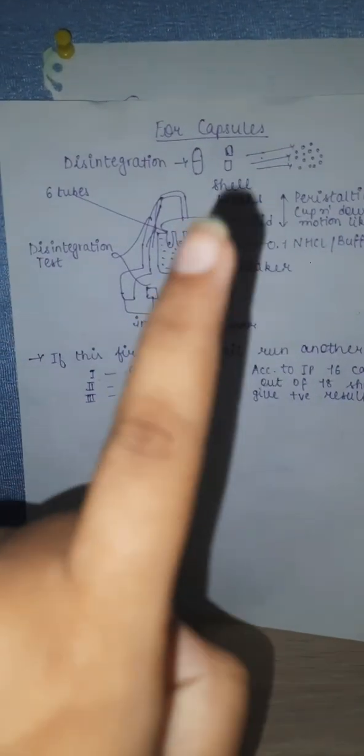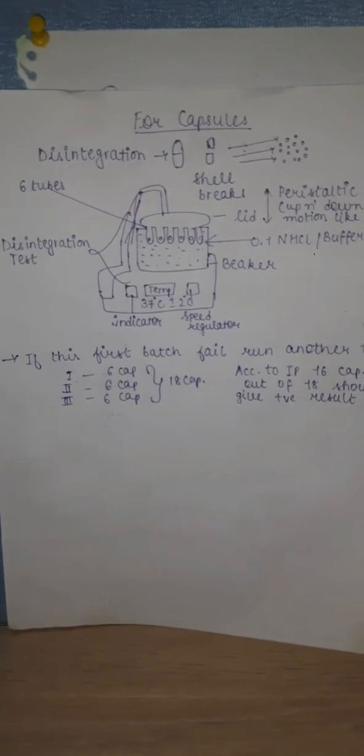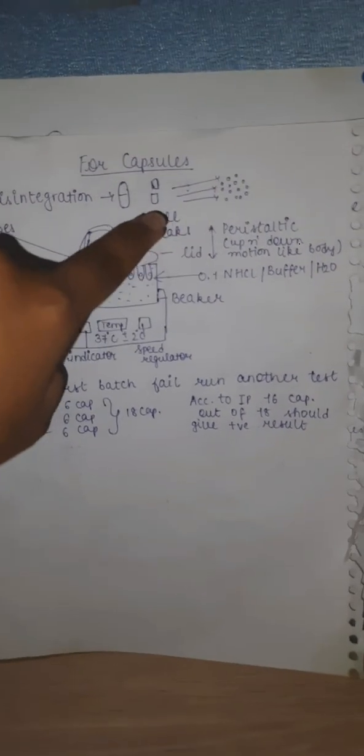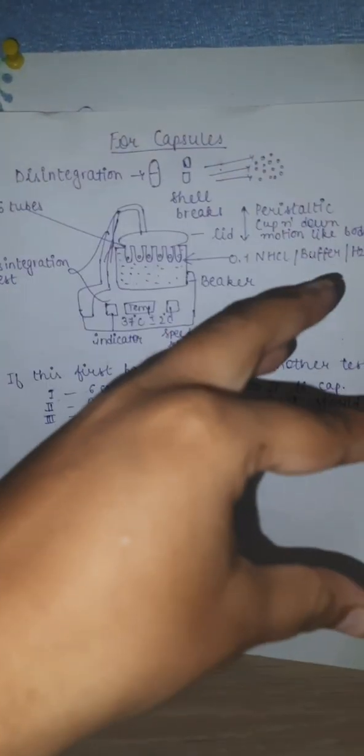So here what will happen? A capsule has 2 shells fitted into each other, right? The first thing that will happen is that the shell is going to break. The shell breaks, and inside there will be a powder or granules present. They'll start to disintegrate, then they'll reach the site of action, and then they will show the action.